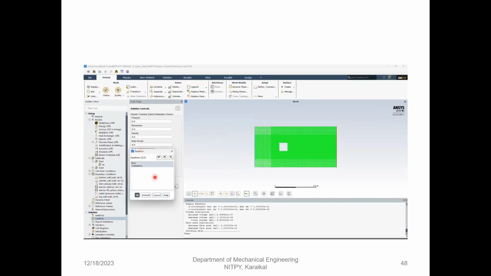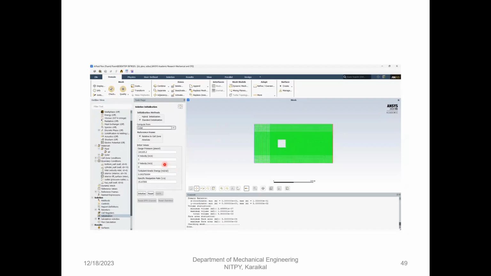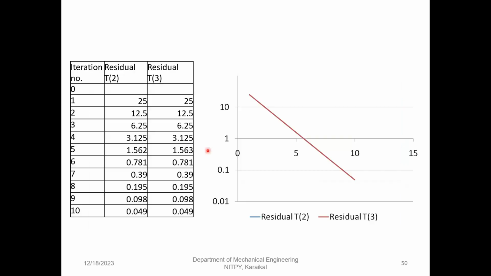And these are my initial equations, which I'm going to solve for flow and turbulence. And this is my initialization. I have set the values for pressure as 101325, x velocity as 1, y velocity as 0, k and epsilon, and then I'm going to start the iterations.